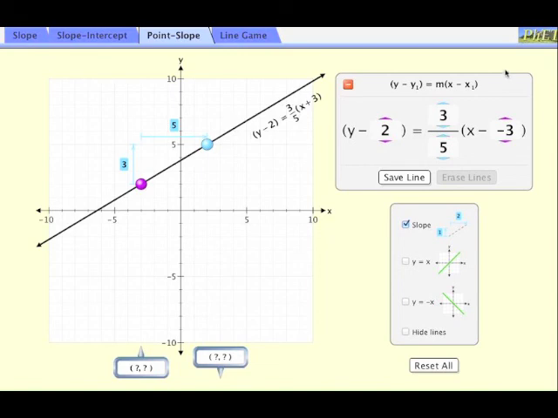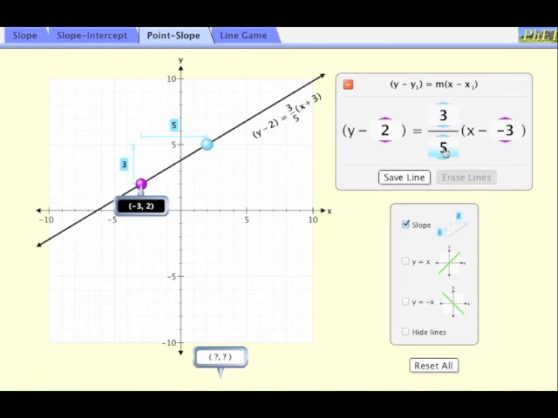Now with point slope form, remember that in the equation there's already a minus sign right here and right here. Notice that the coordinates of this purple point are -3, +2, and the -3 goes here, +2 goes right here. And the slope is the number that multiplies x minus x1 in parentheses. Rise 3, run 5.